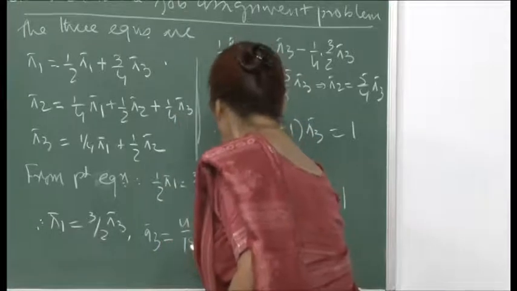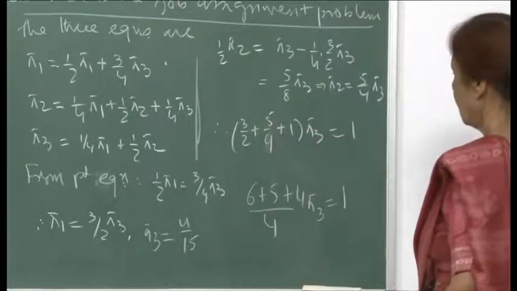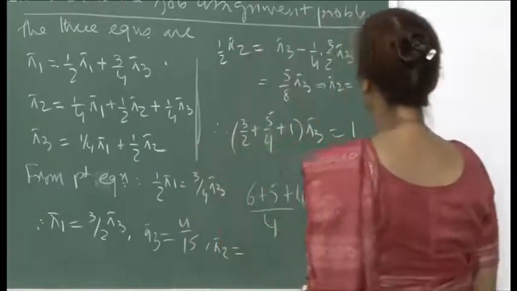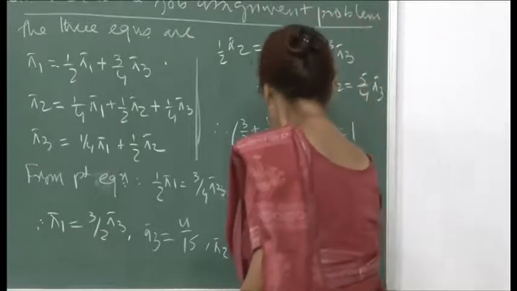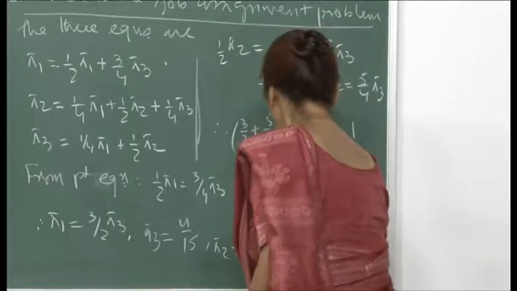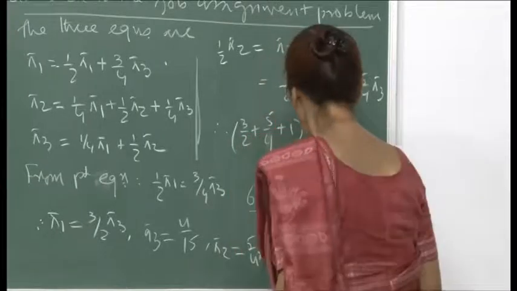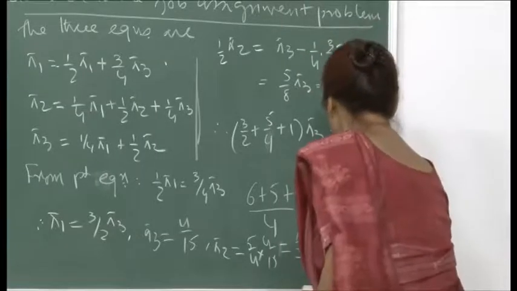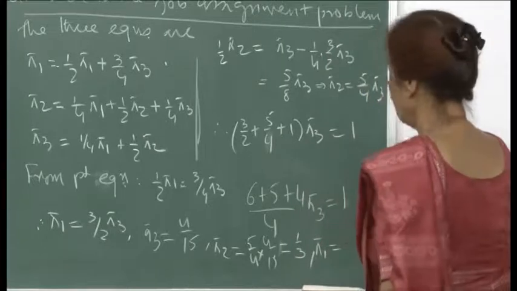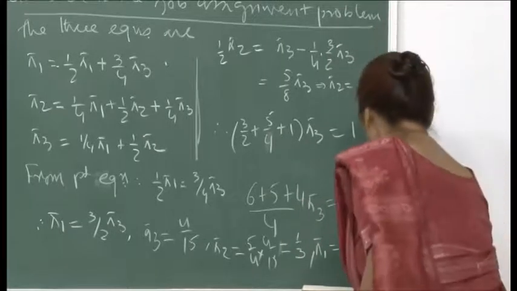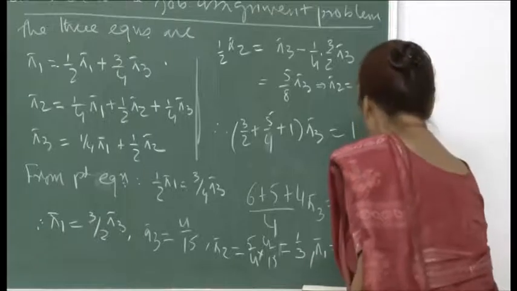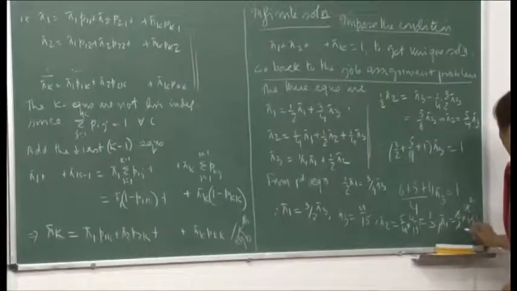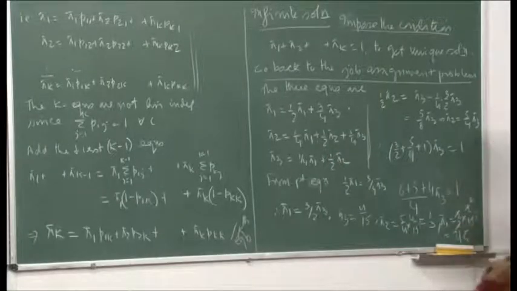So therefore your pi 3 is 4 by 15, okay. And so this gives you pi 2 equal to 5 by 4 into 4 by 15, by the value of pi 3. So that makes it 1 by 3, right? And pi 1 is 3 by 2 into 4 by 15, which is 3 by 5... so pi 1 is 2 by 5, right?